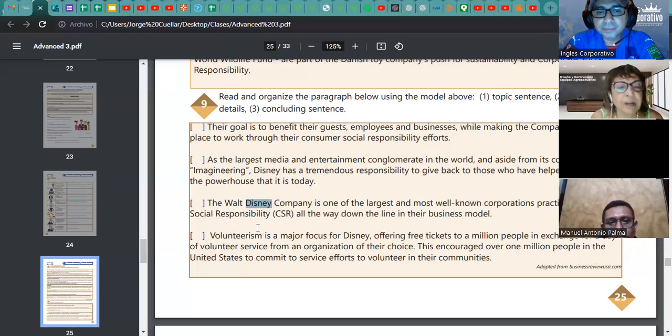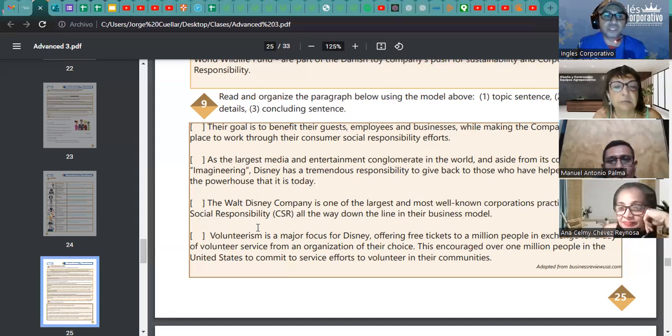You know, if you try to make coherence in the four parts, it could also be that after the first one, you can introduce what is the role of Walt Disney. The third one is the largest media, and the fourth one, the voluntarism. Well, yeah, you are writing some points, but we were analyzing that at the end, all these things have a goal, right? And the goal is to benefit their guests. So that would be the closer. So at the end, the tickets and everything that they do is because they want to benefit guests, employees, and businesses. So it's a very good closing.